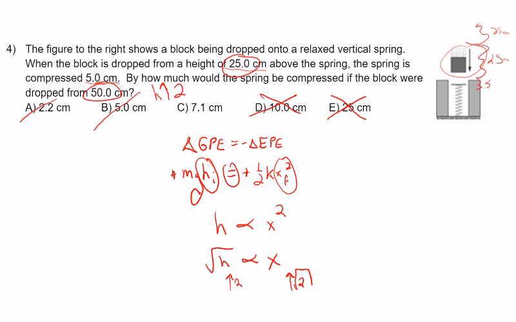So really what you're going to find is your new compression is actually going to be the old one, the 5 centimeters, times the square root of 2. And guess what? When you multiply those, you get 7.1 centimeters. And ding, ding, ding, you have your answer.